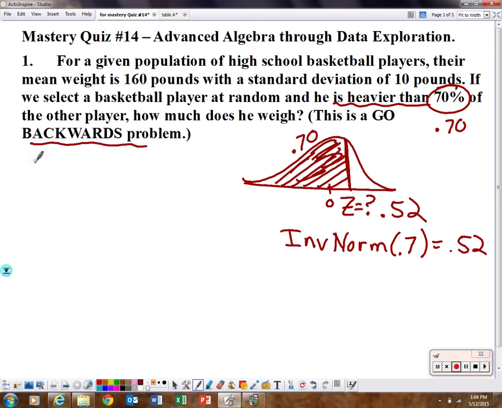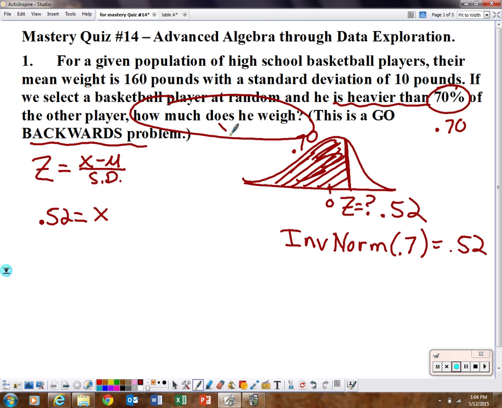Now, remember, z equals x minus the mean divided by the standard deviation. Well, we just found z, so we put 0.52 equals. X is what we're looking for, folks. How much does he weigh? That is x. Minus the mean. Well, it tells us the mean is 160 pounds, and the standard deviation is 10 pounds.